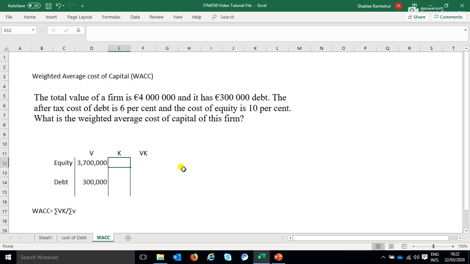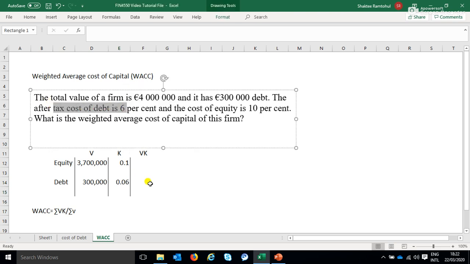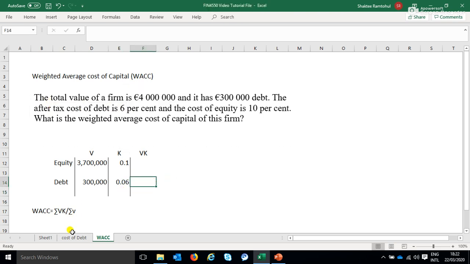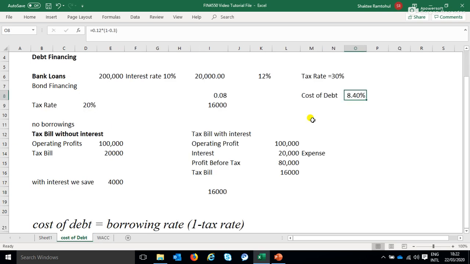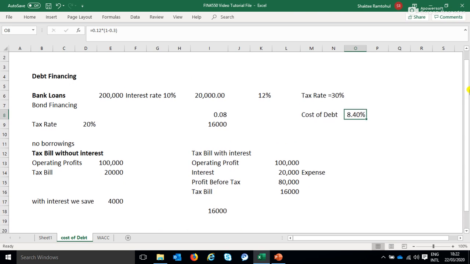In this case, the cost of equity is 10%, so I'm going to write 0.1 here. And the cost of debt, we're told, is 0.06. Now, if you read the question again, you will see that it mentions the after-tax cost of debt. And for that, I will take you back to my previous lecture, lecture 2 in the series, where we calculated the cost of debt.